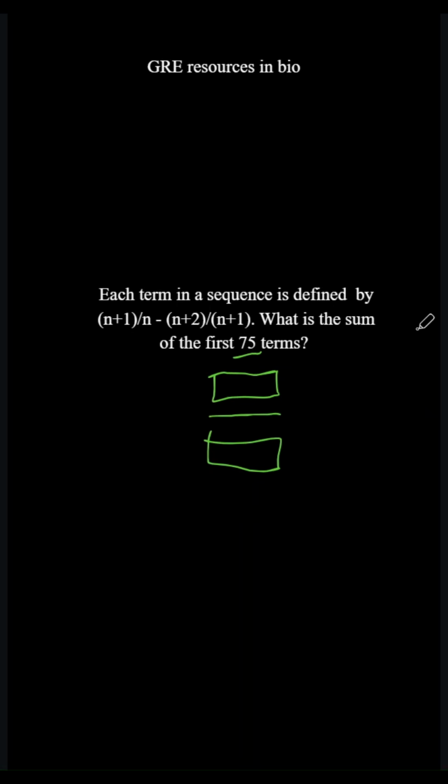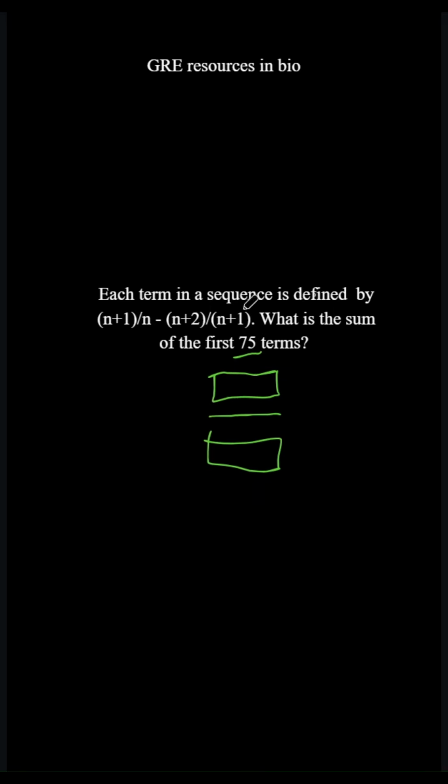Anytime in the GRE you're asked to do something that would require way too much work, it would be insane to write all 75 terms, and it would be insane to expect that to be done in a minute and a half. If that's the case, then there's probably a faster way. So let's start by looking at the sequence itself and the term.